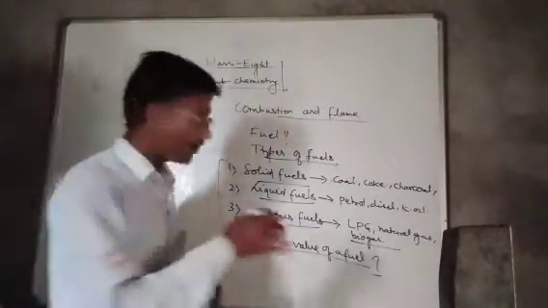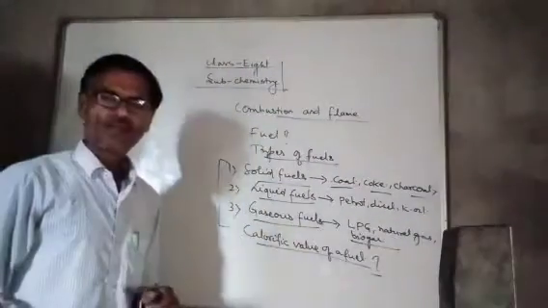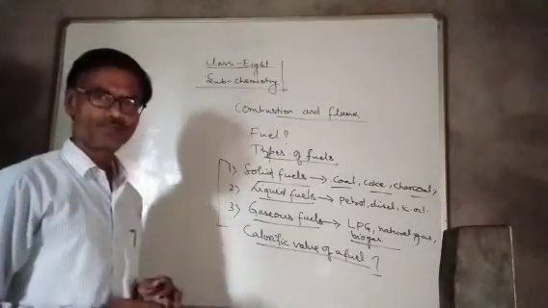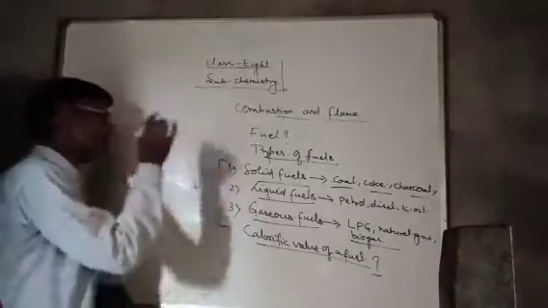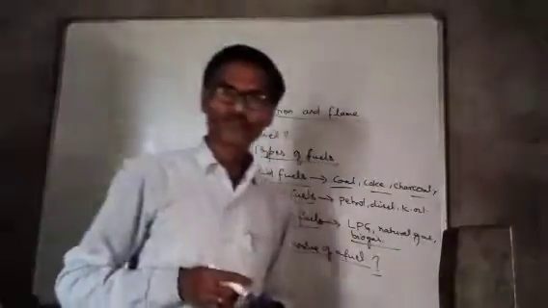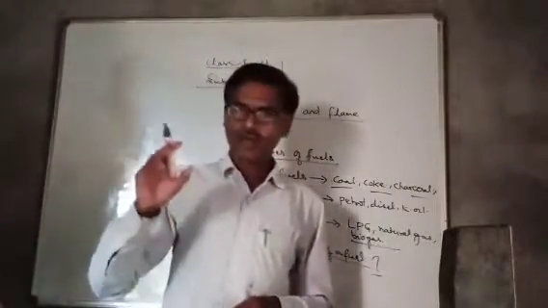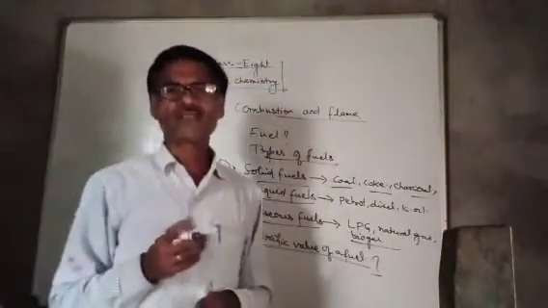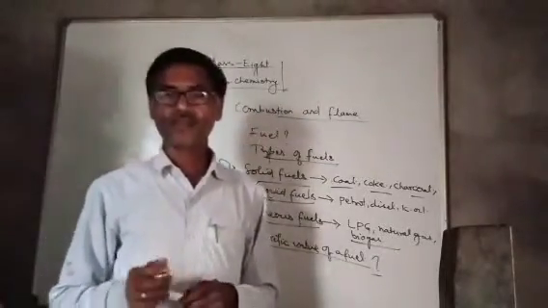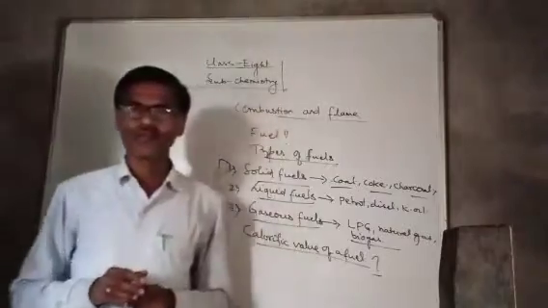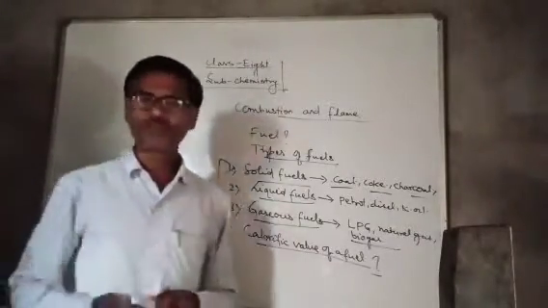Solid fuels, common examples are coal, coke, charcoal. These are very common types of solid fuel, right? Solid fuel, when burnt, produces soot and some harmful gases, and also leaves solid residue. Solid fuels such as coal, coke, charcoal on burning leave solid residue.